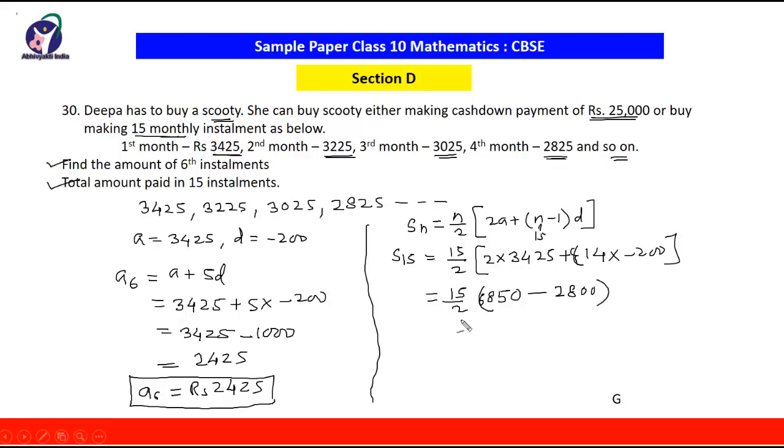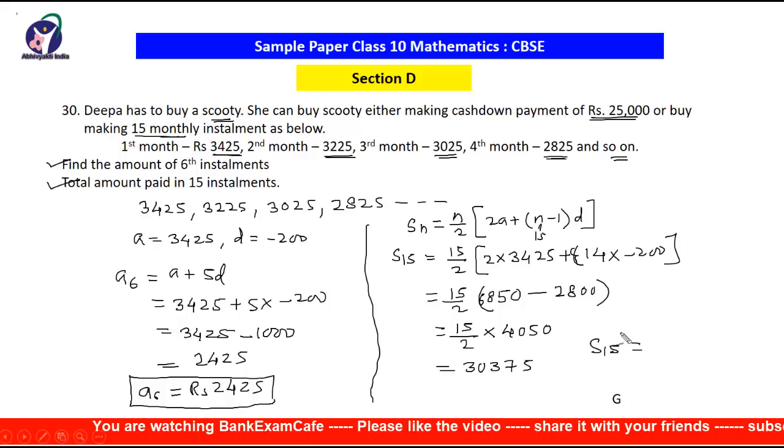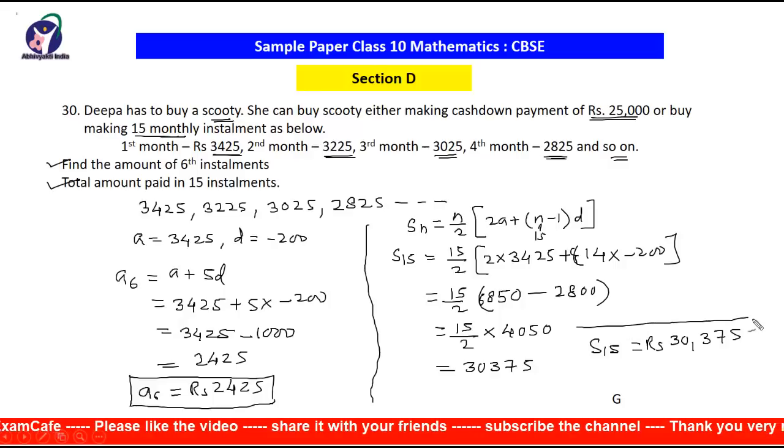So you got 15 by 2 into 6850 minus 2800. After solving this you get 15 by 2 multiplied by 4050. Then 4050 divided by 2 and multiplied by 15, so you will get rupees 30,375. Therefore S15, the sum of the 15 terms, will be equal to rupees 30,375. Highlight this second step.